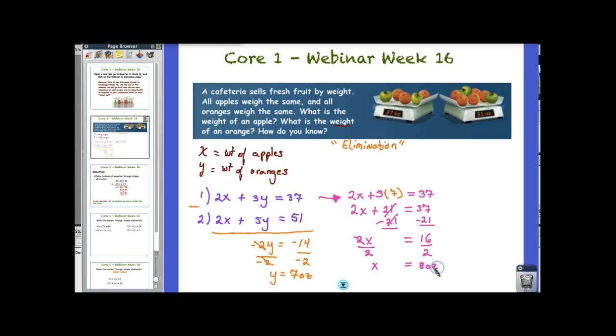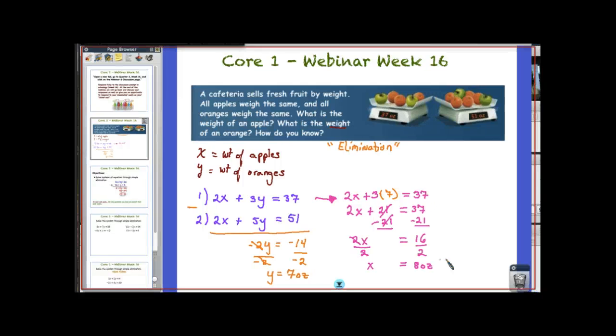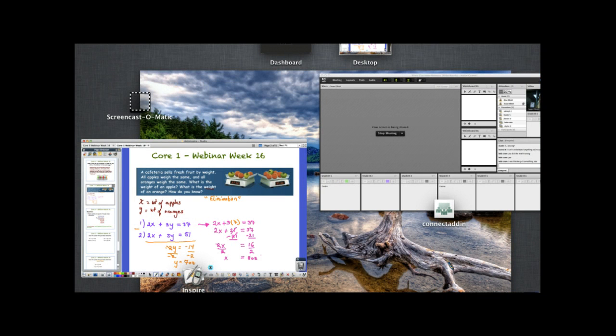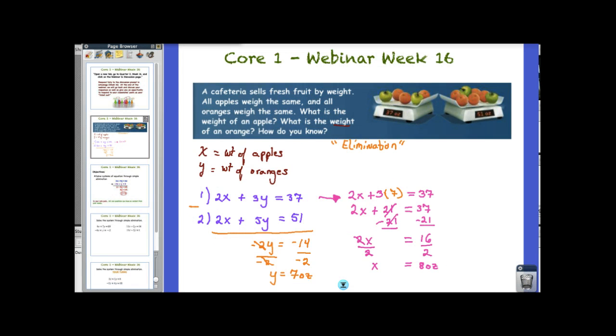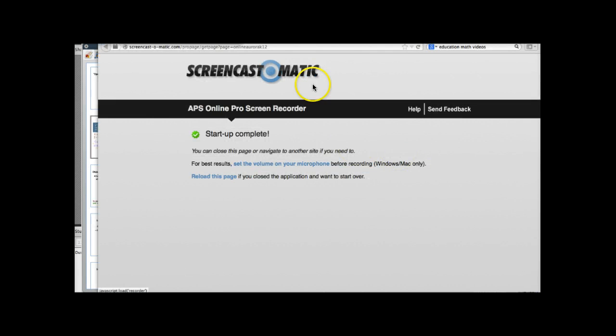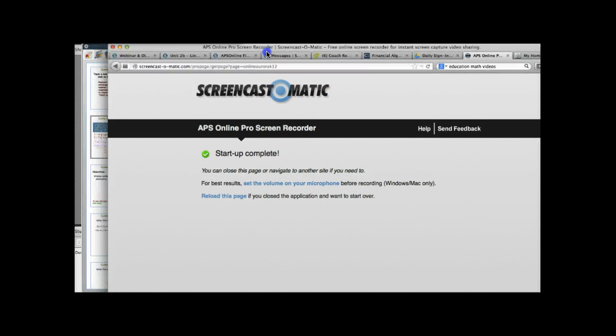So let's check you guys' answers and see if anyone got 8 ounces for the weight of the apple and 7 ounces for the weight of the orange. So I'm going to go back and double check you guys' work. Somewhere, I don't know where. Let's see, here it is. Okay.